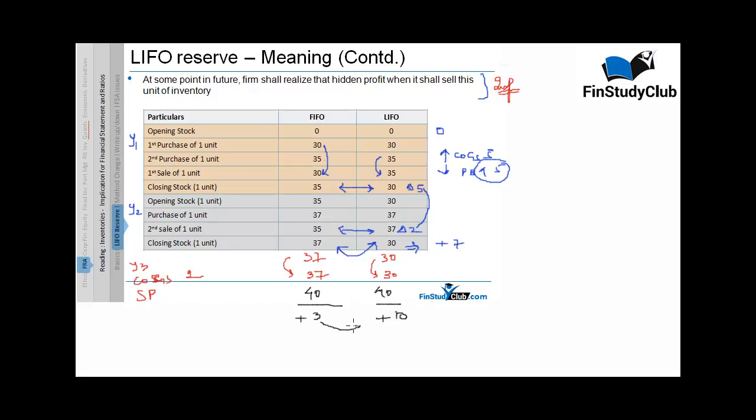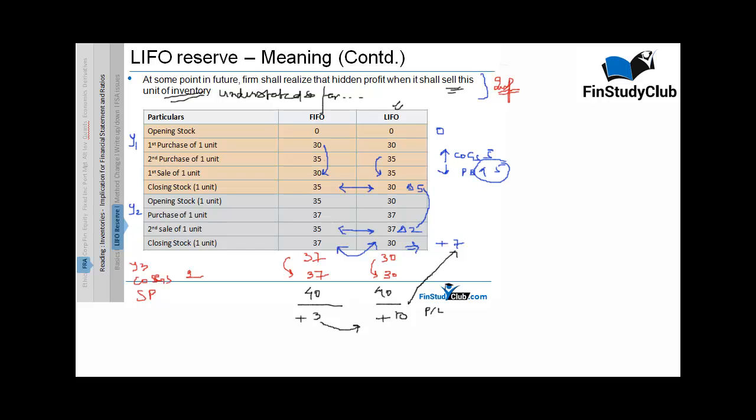So here is where a LIFO firm is going to show all this hidden profit getting into the books, which is your P&L or income statement. Now, when would this happen? When it sells this unit of inventory which has been understated so far.